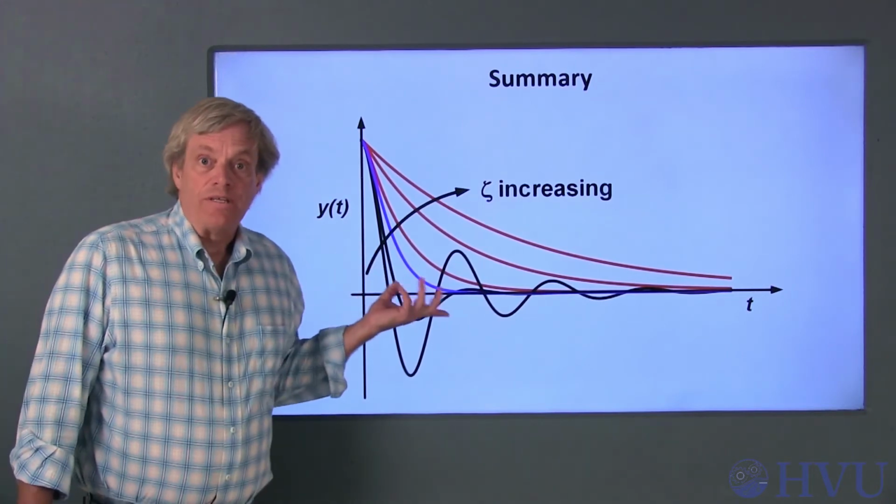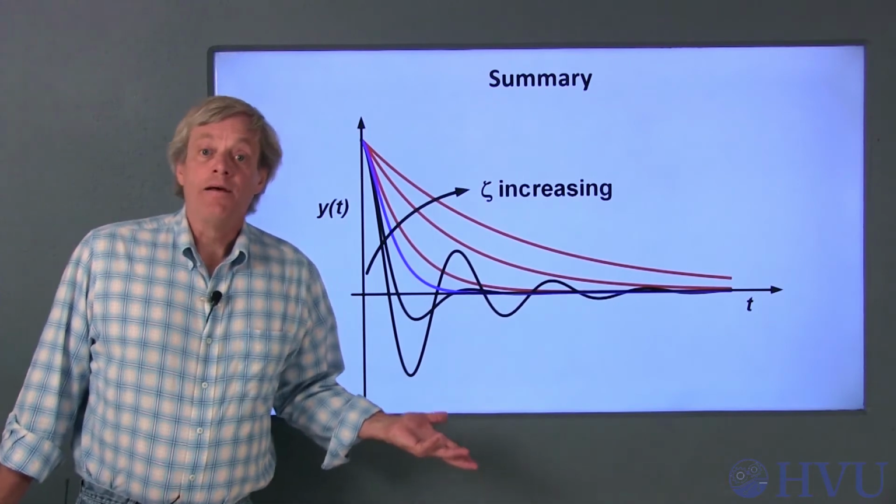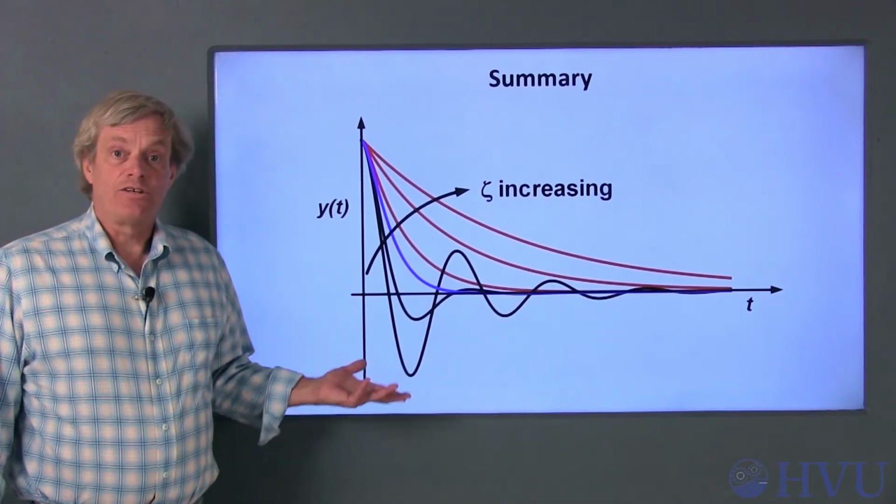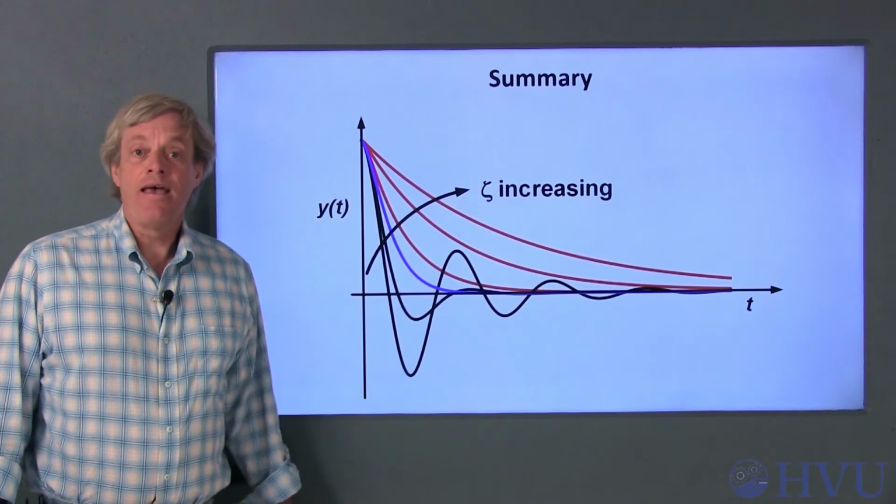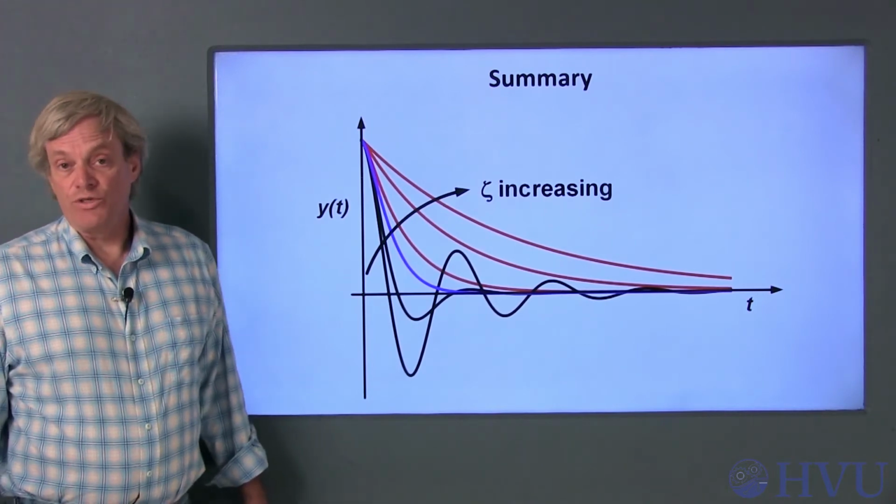These trends are important since they allow us to perform system design. Many design requirements are stated in terms of how rapidly the system has to decay and what the maximum allowable overshoot can be.